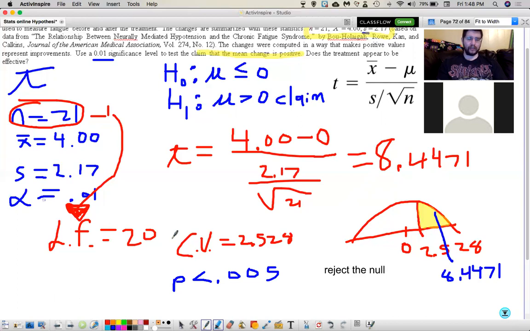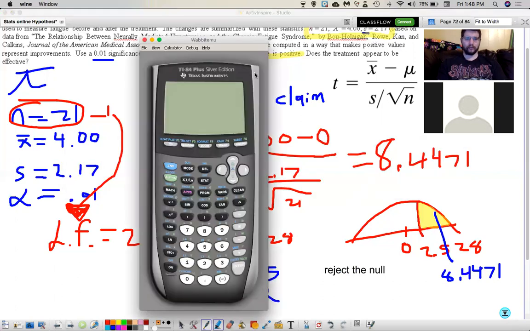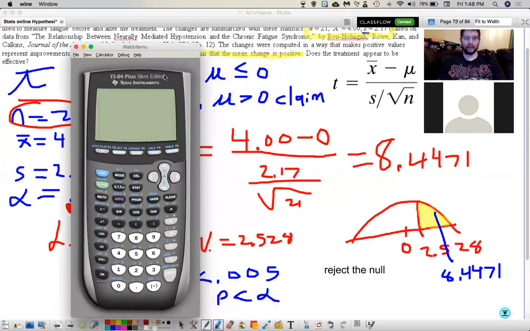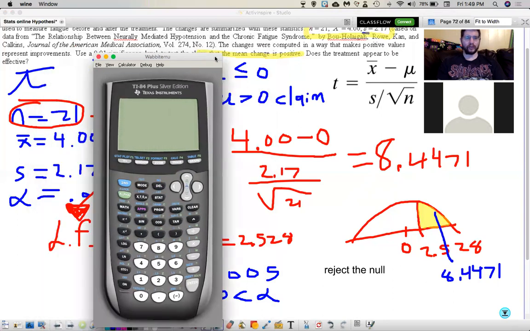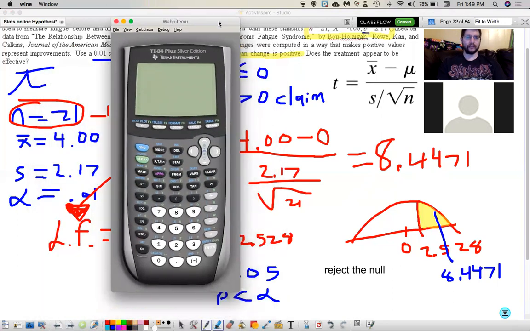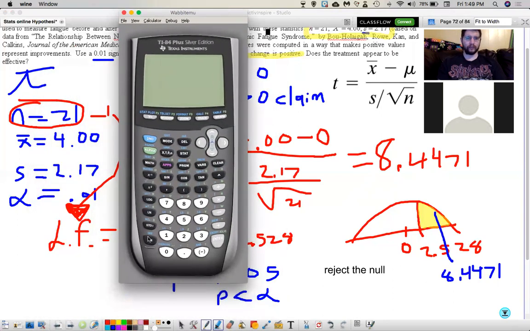So that means p is definitely less than alpha. So we're going to reject the null there. Okay, let's grab the TI. We can see exactly how much less the p-value is than 0.005. I'm pretty sure it's going to be really tiny. Might even get a straight 0 for this one.